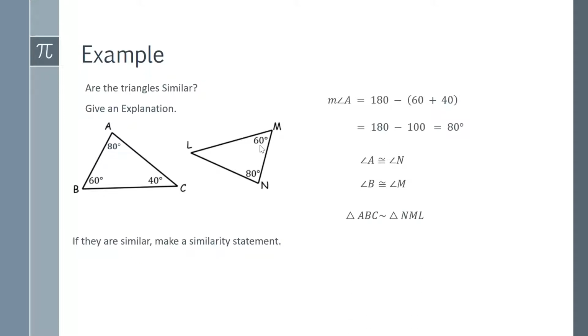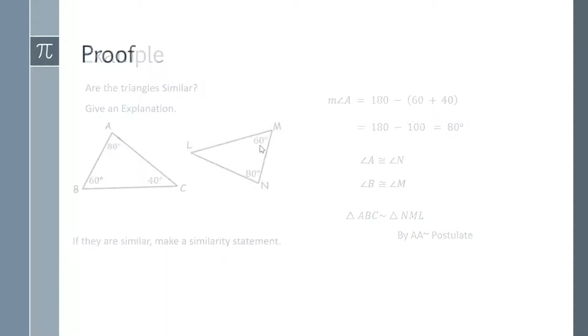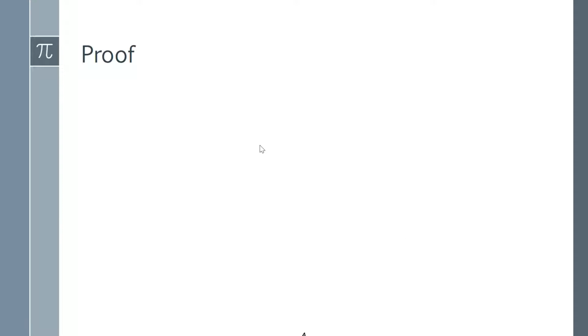So I can say that ABC is similar to NML. And the reason is by the angle-angle similarity postulate. So that's how we're going to use this to problem solve. Let's look at a proof that involves the angle-angle similarity postulate.